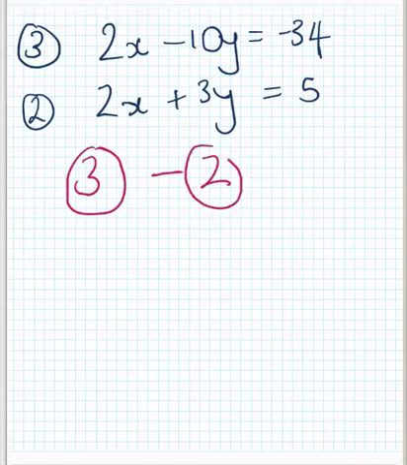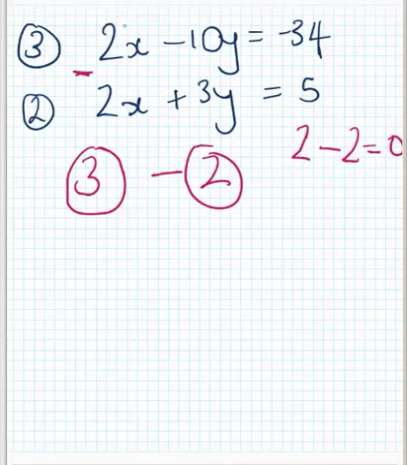The reason why I said take away is we should have done a test first. I've got a positive 2 and a positive 2. I want them to equal 0. That means, pretty straightforward, I've got to subtract them. 2 take away 2 is 0. So I am subtracting equation 2 from equation 3. So 2x take away 2x is just 0x, which I don't have to write because it's eliminated.